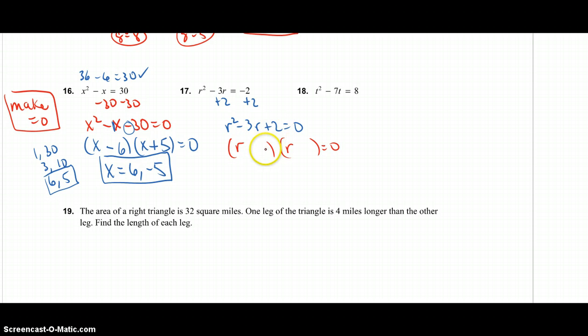Let's see, there's only one option, 1 and 2. And that will add up to 3. We need a negative 3, so these will both be negative. And then we'll solve it. R equals 1 and r equals 2. And we're finished. I'll leave number 18 as a checkpoint. We'll do the word problems in class tomorrow.